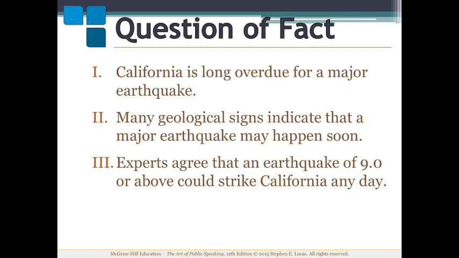would probably establish that earthquakes have happened in the past and that there are numerous facts suggesting that another one is imminent. Second point here, many geological signs indicate that a major earthquake may happen soon. And of course, the third one, experts agree that an earthquake of 9.0 or above could strike California any day. Now, obviously, this is kind of appropriate because recently California was rocked by a few earthquakes.